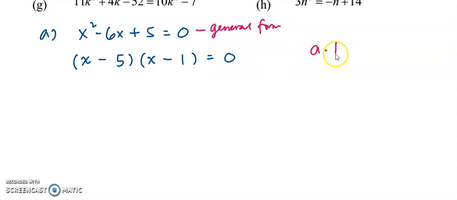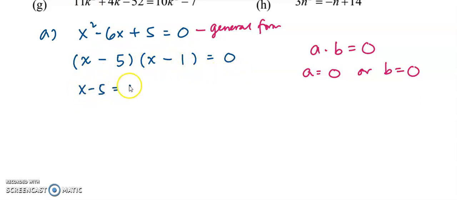If we know that a multiplied by b equals 0, we can say that either a equals 0 or b equals 0. It's the same thing here: you can treat x minus 5 as your a and x minus 1 as your b. So when you have a multiplied by b equals 0, either a equals 0 or b equals 0. In this case, a will be x minus 5 and b will be x minus 1.